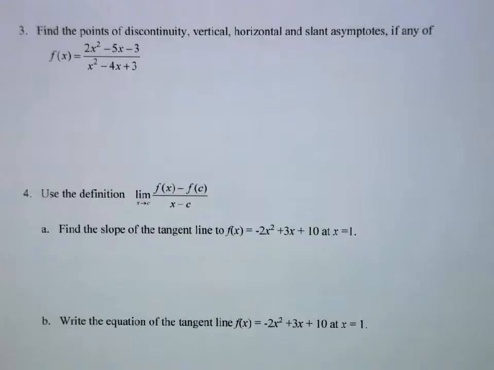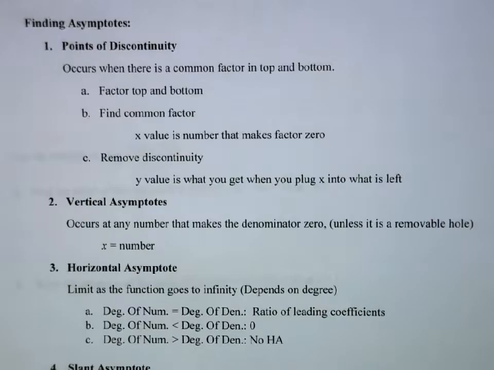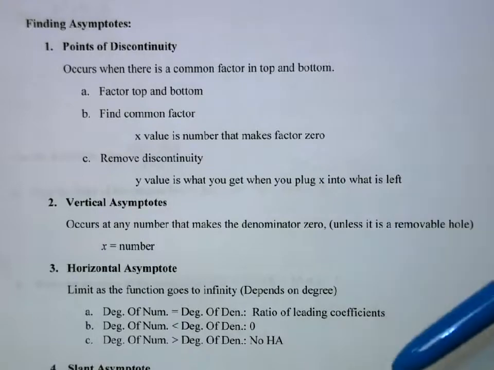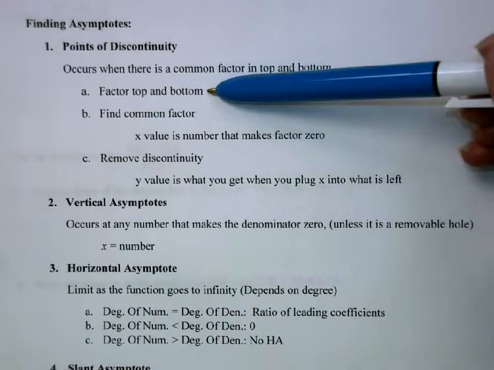The next problem on your free response is going to be a rational function problem, where we're going to find the points of discontinuity, vertical asymptotes, slant asymptotes, and horizontal asymptotes, if any. So let's review those rules. This is something that you can absolutely put on your formula sheet. You might want to abbreviate some of this stuff if you would find that helpful. So points of discontinuity occur when the top and the bottom have a common factor. So the first thing you need to do is factor the top and the bottom.